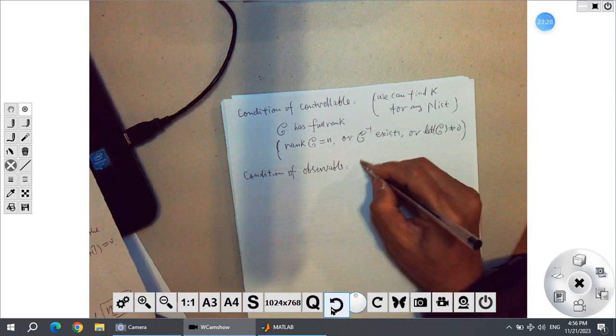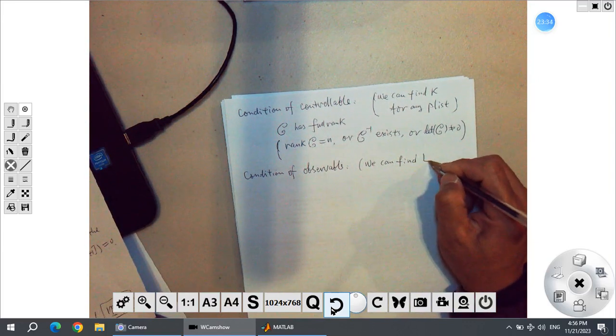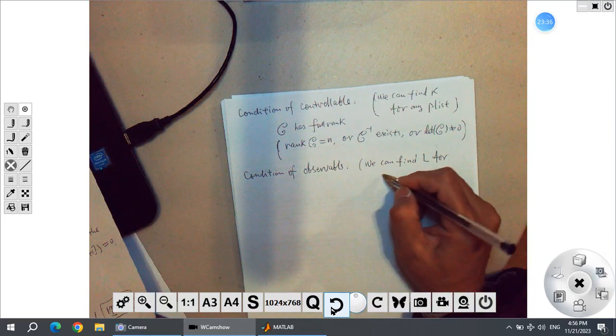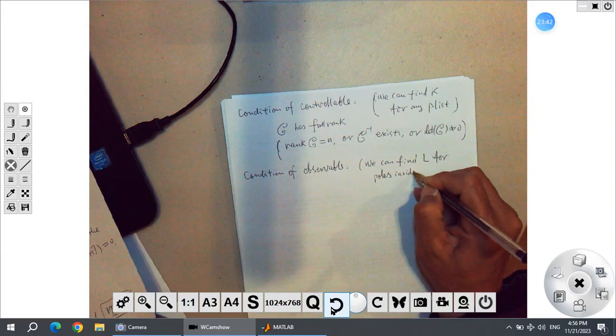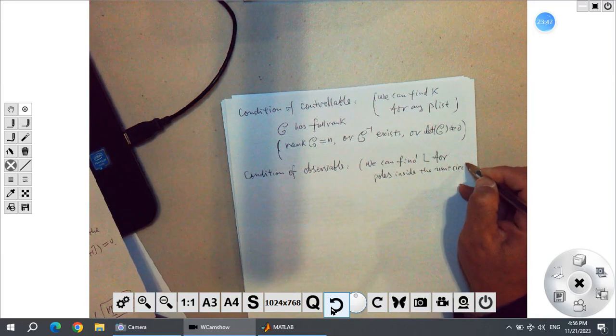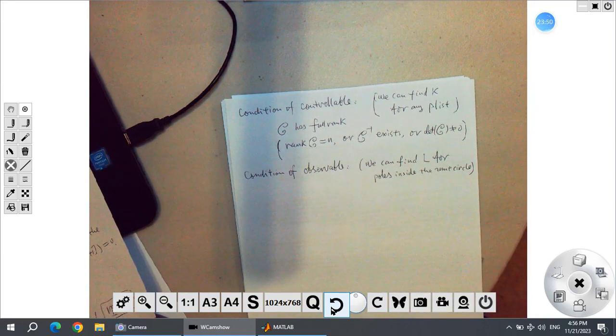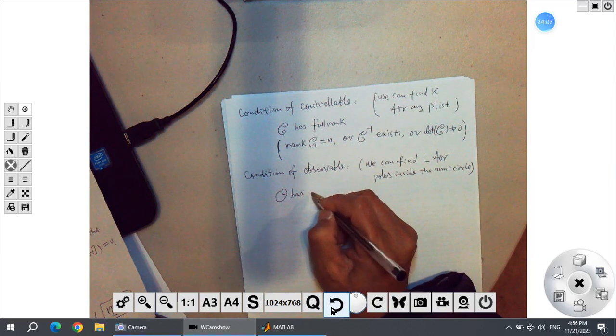So we can find L for poles inside the unit circle. This time you need a pole inside the unit circle. Then you can make X bar close to X, or Y bar close to Y. The limit is Y. This condition is that O has full rank.